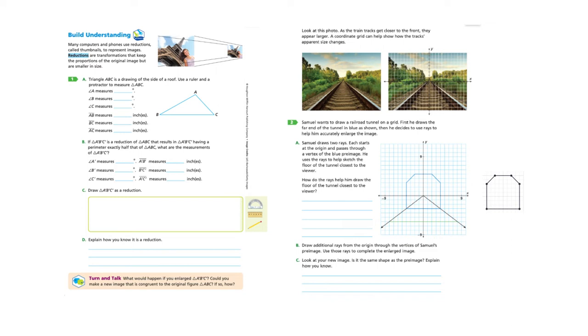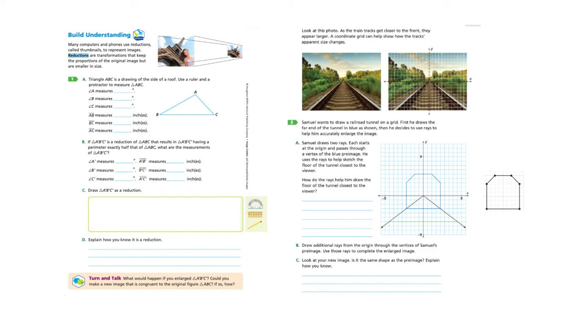So hopefully you did number 1. Number 2, it says, look at this photo. As the train tracks get closer to the front, they appear larger. A coordinate grid can help show how the track's apparent size changes. So I'm sure you've seen a drawing or a painting like this before.